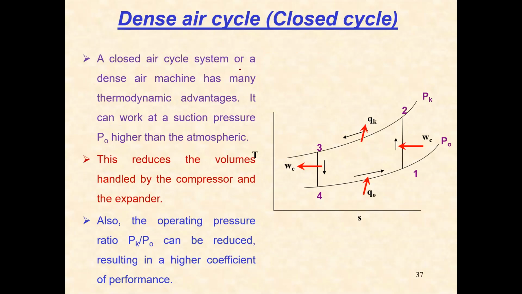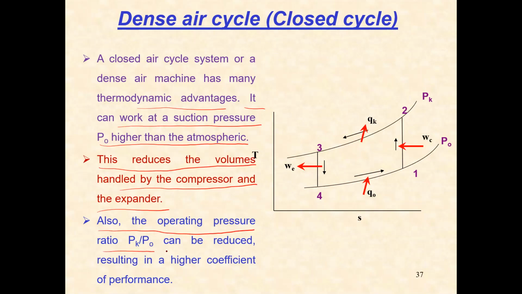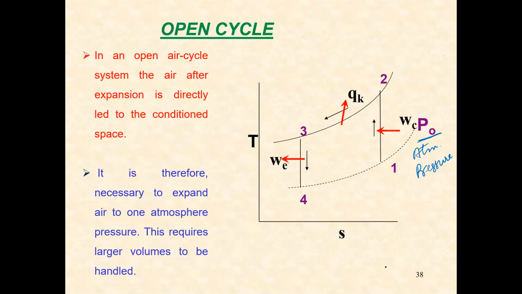There are a few points about it that I can tell you. A closed air cycle system or a dense air machine has many thermodynamic advantages. It can work at a suction pressure P naught which is higher than the atmospheric pressure. This reduces the volume handled by the compressor and the expander. Also, the operating pressure ratio Pk by P naught can be reduced, resulting in a higher coefficient of performance. You know that the COP of the dense air cycle or Bell-Coleman cycle is given by 1 over Rp raised to the power (gamma minus 1) over gamma, minus 1. So if the pressure ratio reduces, the COP will increase.